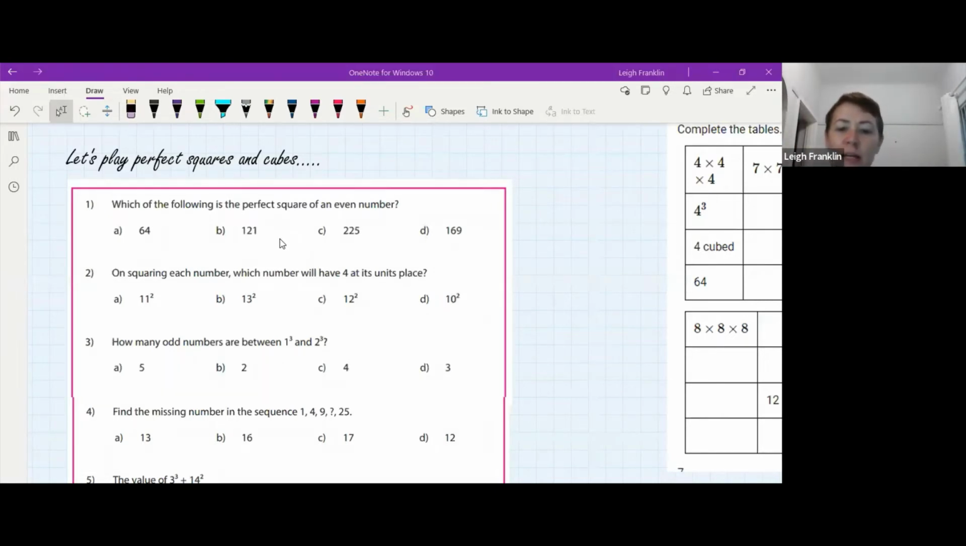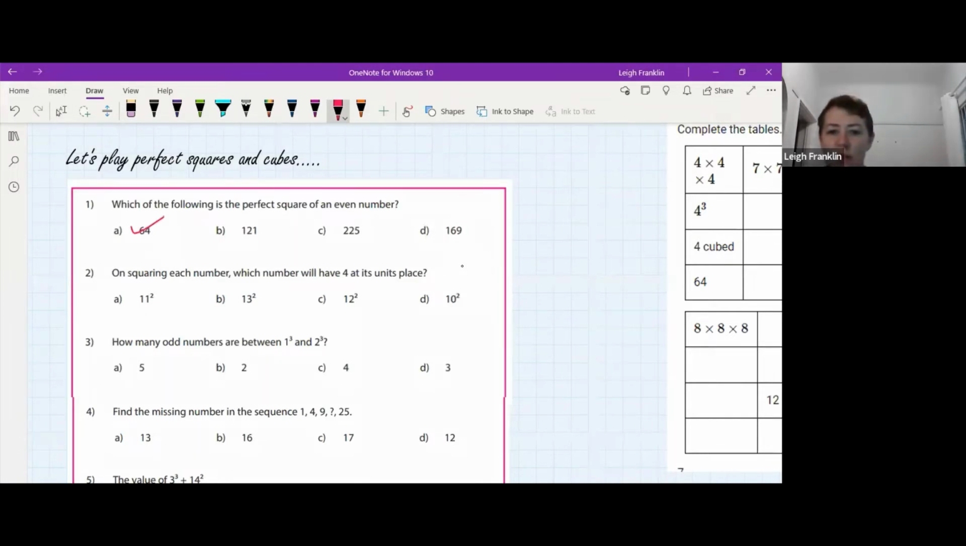So what I'm going to do is call on people who've put their hands up, and when I call you, it's going to be the next question. All right, so first up I can see is Maria. Maria, which of the following is the perfect square of an even number? 64. Okay, so that comes from 8 times 8. Good, well done, Maria. Let's give that one a tick.